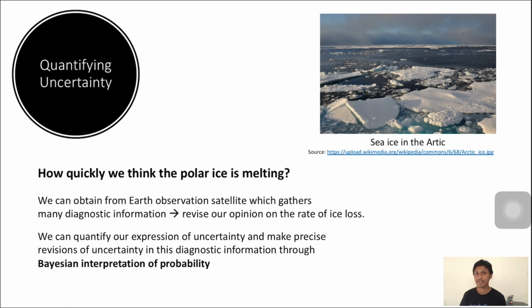The first example is the uncertainty about when the polar ice will melt. The idea is that we can know how quickly the polar ice is melting by using a lot of diagnostic information, for example satellite images, and then we can revise our thinking about this ice loss. So we can quantify this uncertainty in our expression by using the Bayesian interpretation of probability.